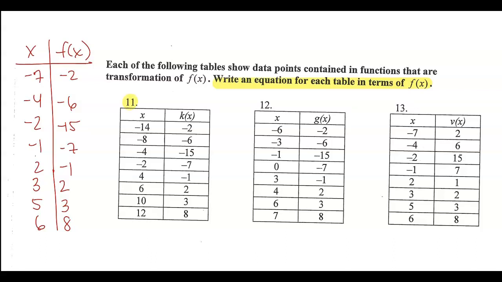I want to know, does anything change from the x's in the f of x table to the x's in the k of x table? Does anything change? Without even having to get too far into it, yes, it does change. So I'm going to definitely say yes. So right next to 11, I'm going to make a little note that we are going to change things inside of your parentheses.